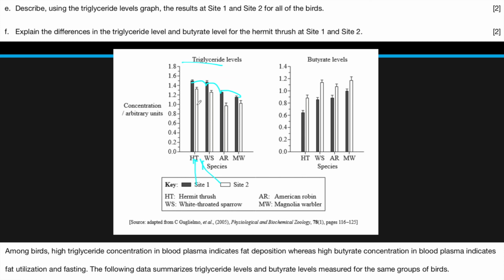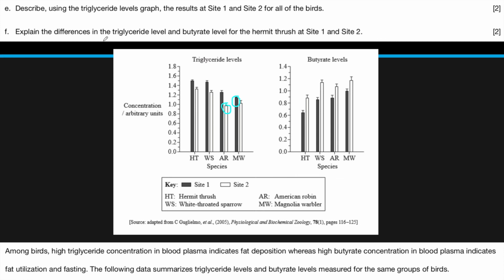And then you can also point out, I didn't include this here, but it'll give you the names of the birds. Oh, here, sorry, they're right here. The hermit thrush has a higher triglyceride level than all the other birds. And if we look at the lower triglyceride levels, the American robin has the lowest for site 2, but the Mongolia warbler has the lowest for site 1.